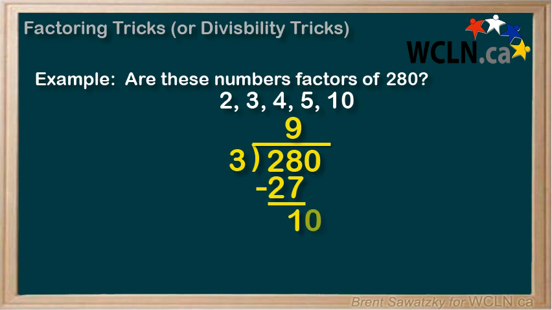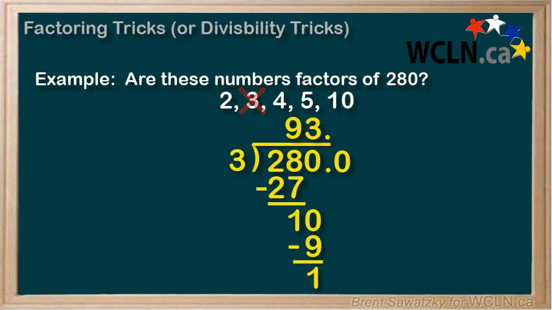And we bring down a 0, and we have 10. Now 3 times 3 would give us 9. So we have the 9 here, and 10 minus 9 is 1. And we're ready to pull down another 0, but this 0 comes with a decimal. So we know at this point that this division isn't going to result in an integer. So 3 is not a factor of 280.